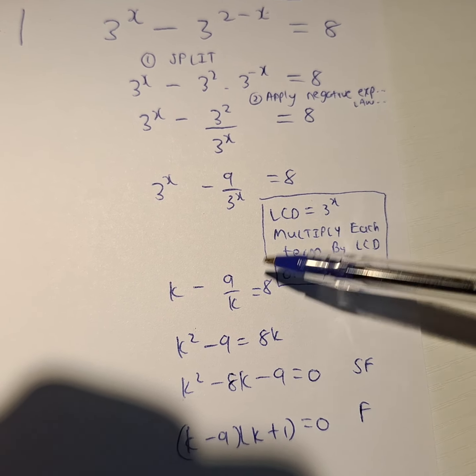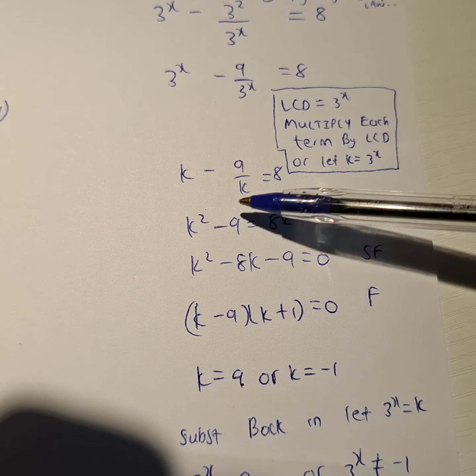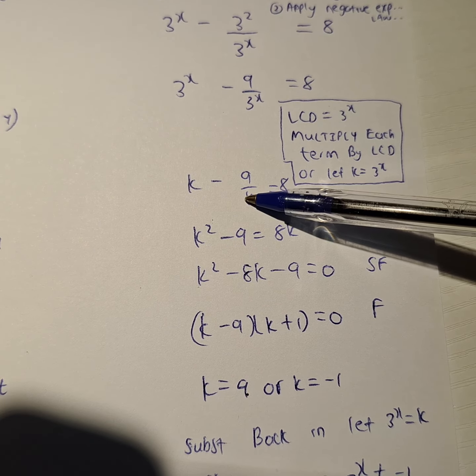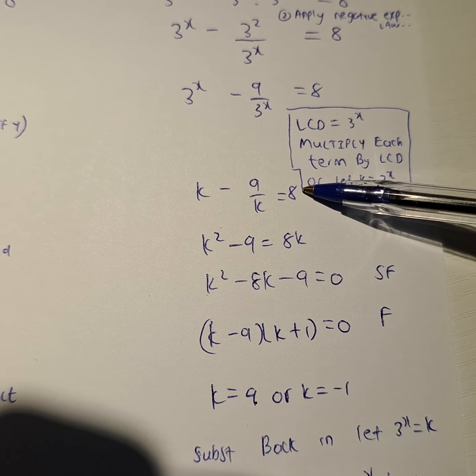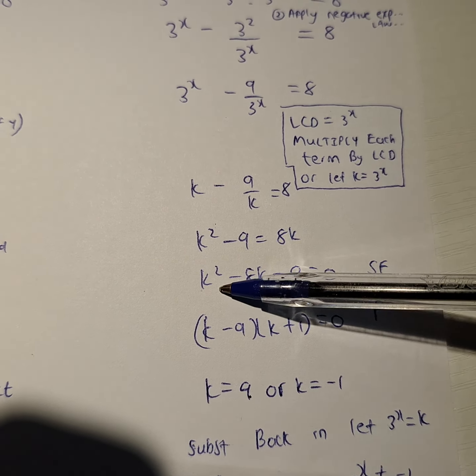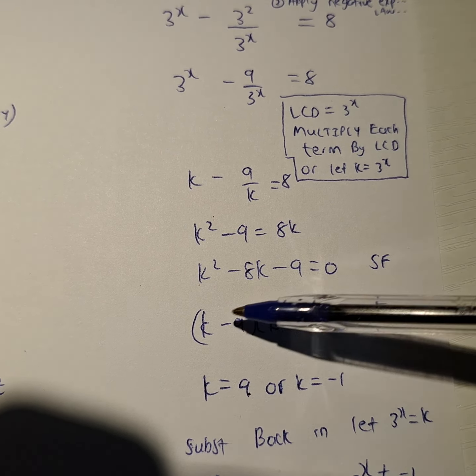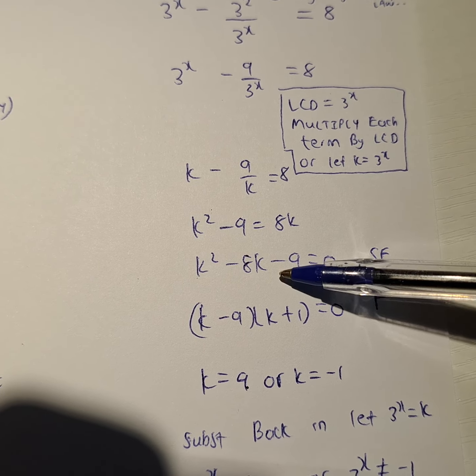Then we take that LCD, which is k, and multiply each term by it. So we have k times k, which is k squared. We multiply by k here, it gets rid of the k in the denominator. We multiply k by 8, we get 8k. Transpose the 8k, we get k squared minus 8k minus 9, which is equal to 0. That's the standard form. We then factorize this, obviously.